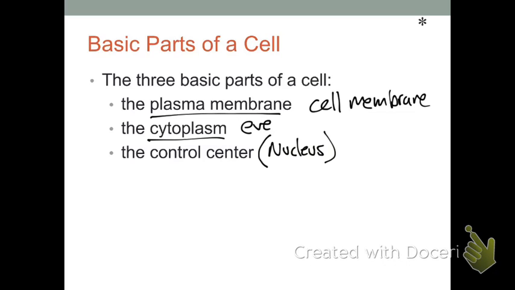Why does it say everything? All right. So the cytoplasm is everything that's inside the cell membrane and outside the nucleus. It's just everything else in the cell. The liquid part has a special name called the cytosol. We're not going to really get into that too much, though, right now.